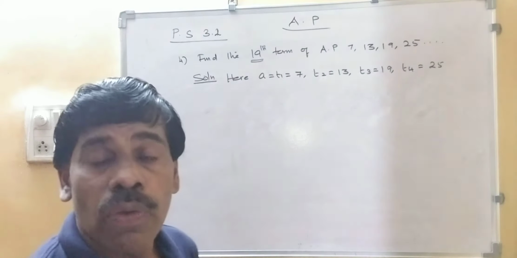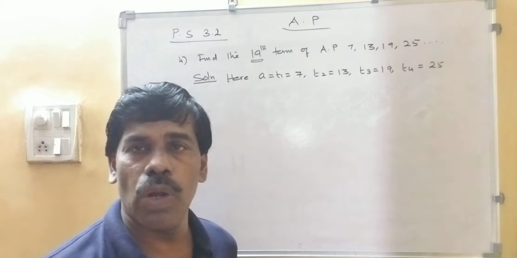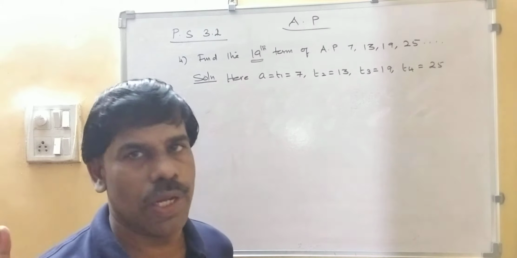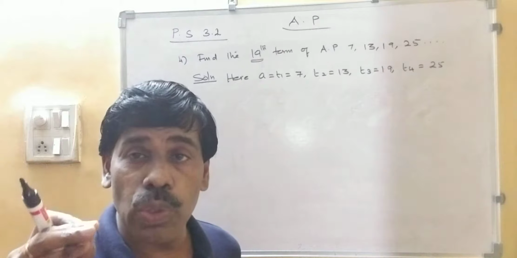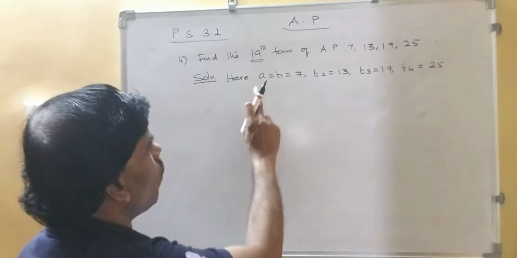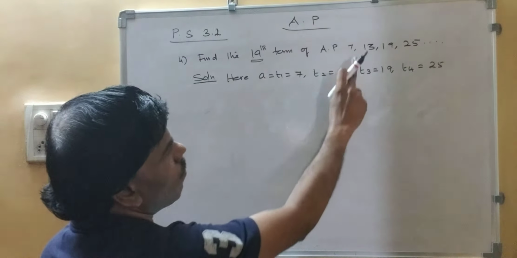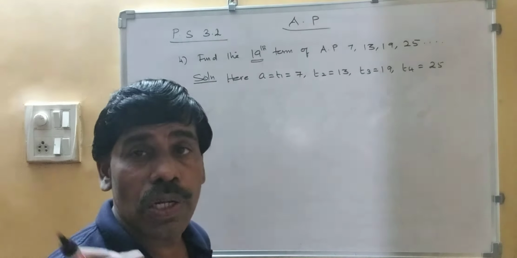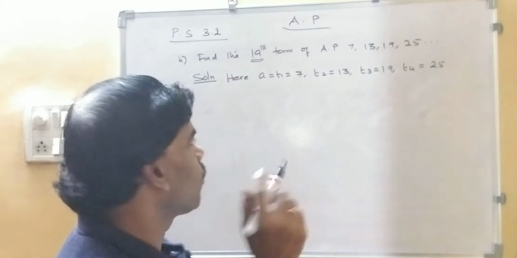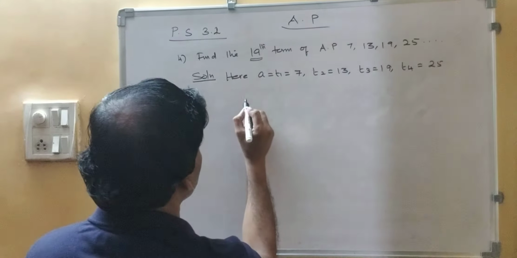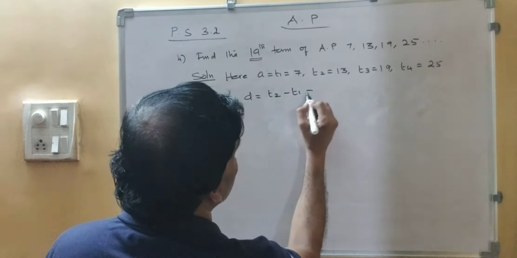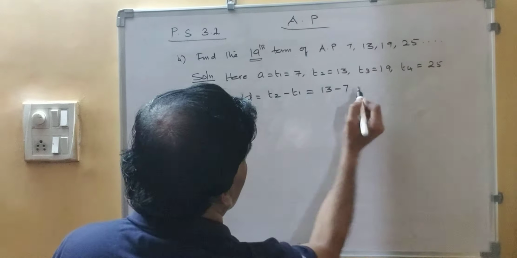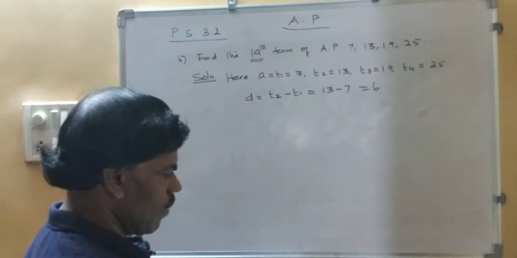That means what is the formula? Tn equal to A plus n minus 1 into D. So you need to know A and D. So we are knowing A, that is the first term, but we need to find out what is the value of D. So D, how we will get? D equal to T2 minus T1. So 13 minus 7 equal to 6. That's all.